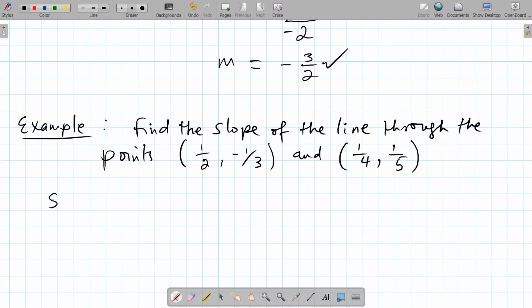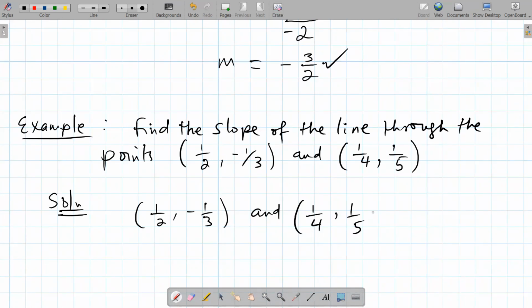So the same idea, we have these points here. This is going to be my x1, that will be my y1, x2, and my y2. I'll go to the next page to work on that.